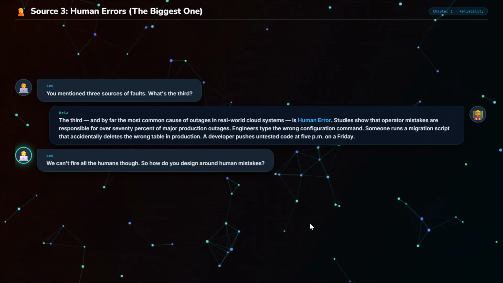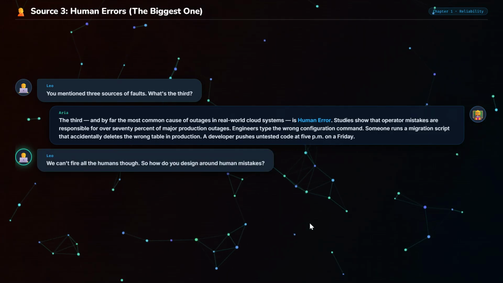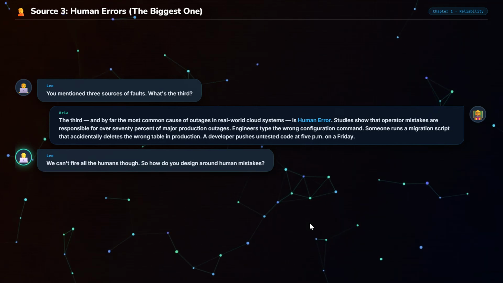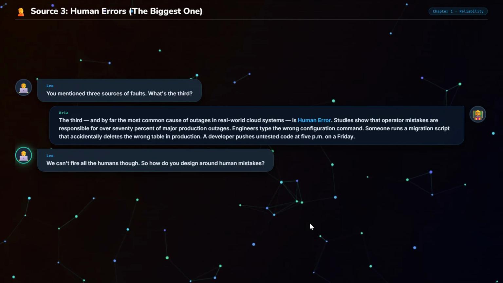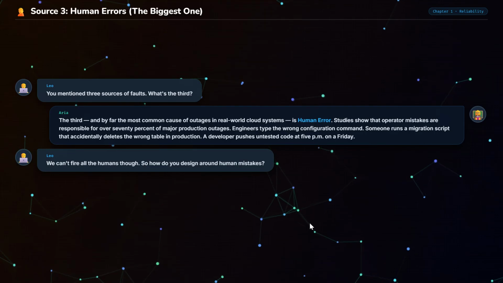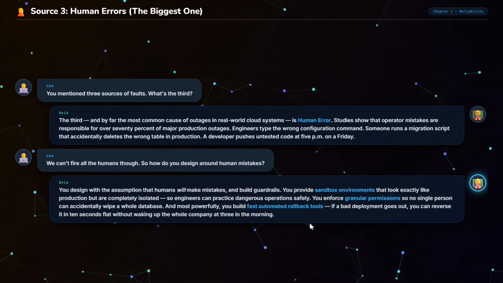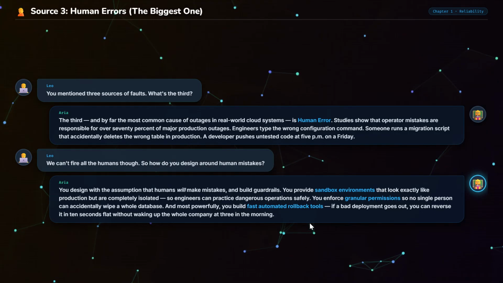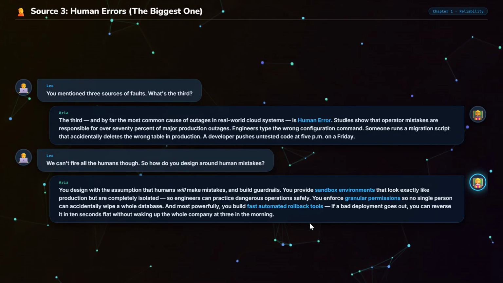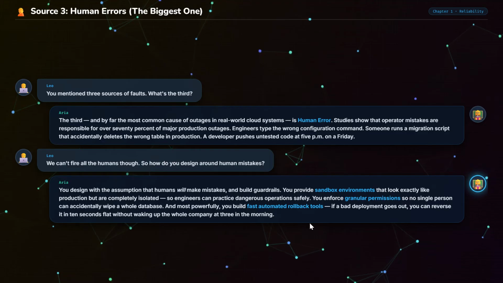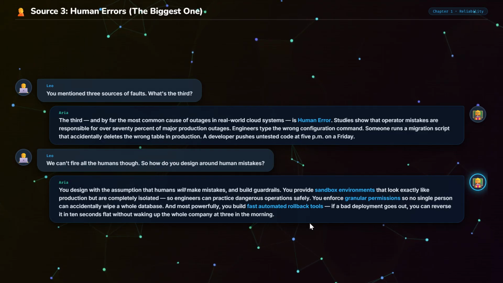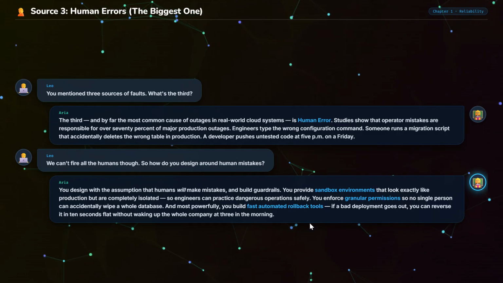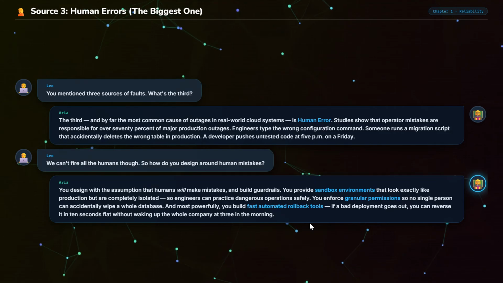We obviously cannot fire all the humans. So how do you design a system that is robust against its own operators making mistakes? You design with the absolute certainty that humans will make mistakes, and you build guardrails everywhere. You provide sandbox staging environments that are visually and functionally identical to production but completely isolated, so engineers can practice dangerous operations without any risk.